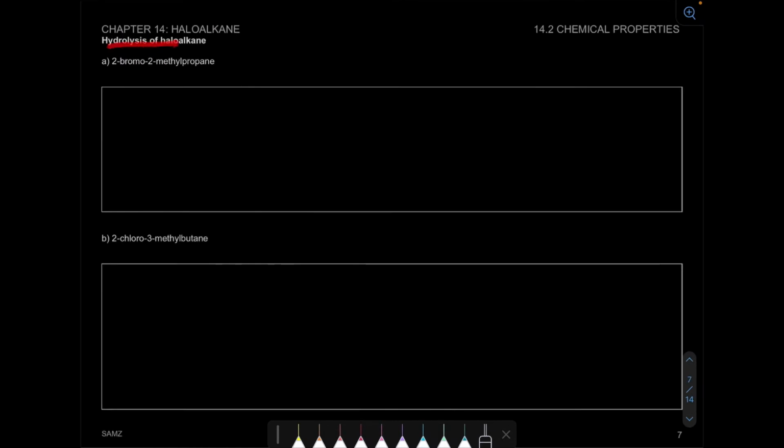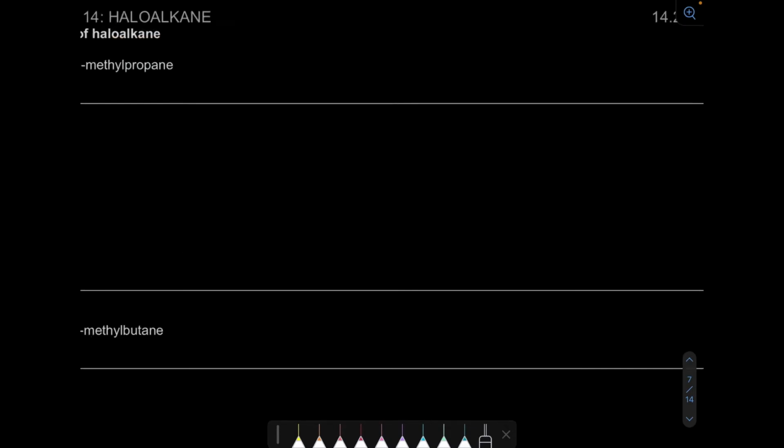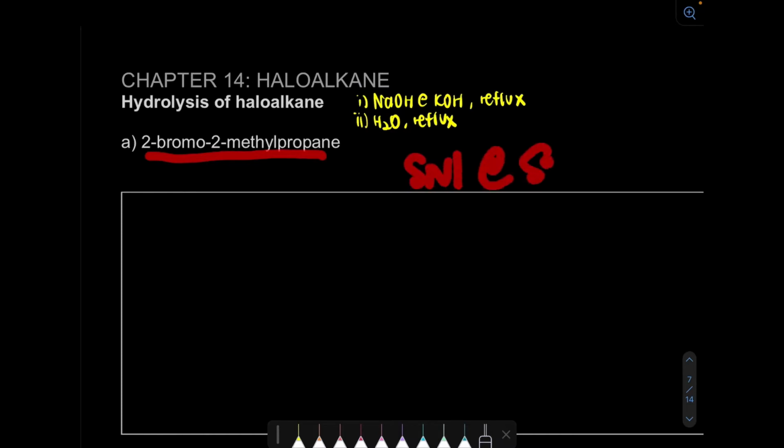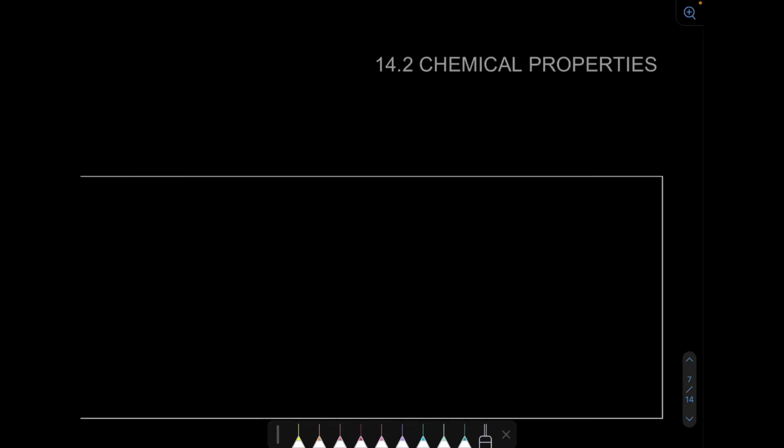Hydrolysis of haloalkane is actually your reaction. It could be with sodium hydroxide or potassium hydroxide under reflux, or it also can be done with H2O under reflux. So how do we determine which reagent? We should look at our question. Here is example A, 2-bromo-2-methylpropane. We have learned SN1 and SN2, so here is just a summary.